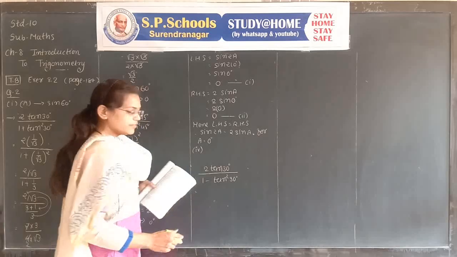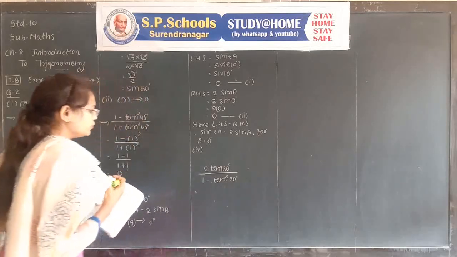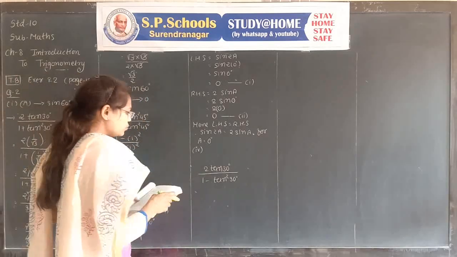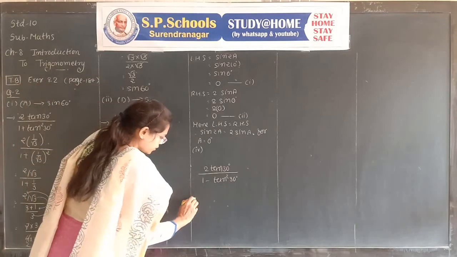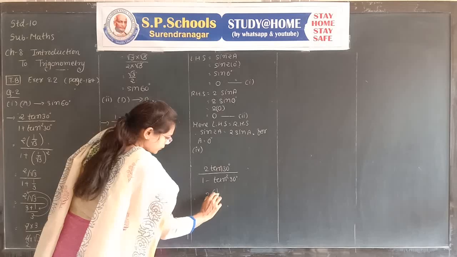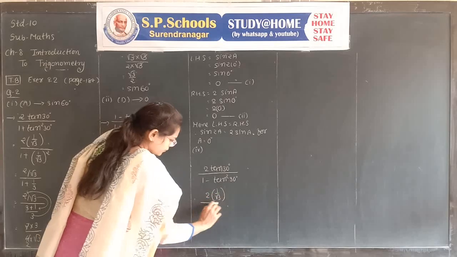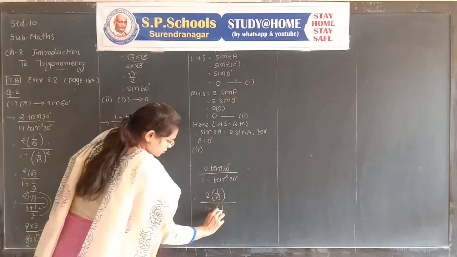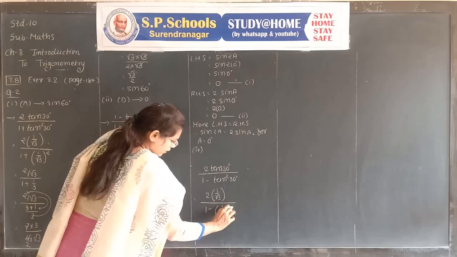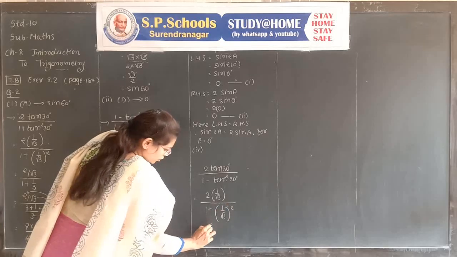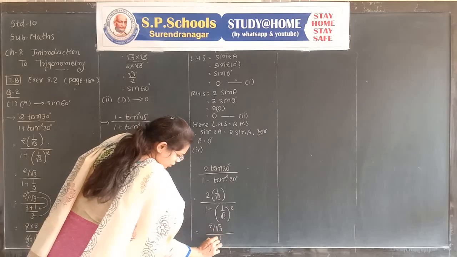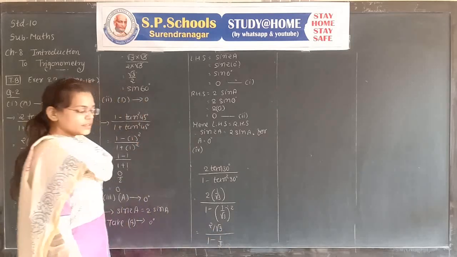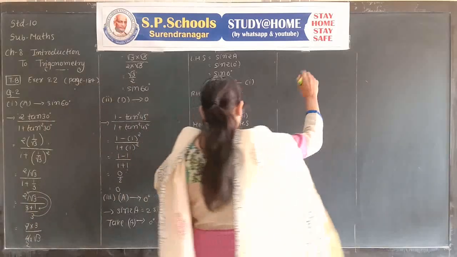To obtain the value of 2 tan 30 upon 1 minus tan square 30, use the table. As we know, tan 30 is 1 upon root 3. So 2 times 1 upon root 3, upon 1 minus (1 upon root 3) square. Simplify it: 2 upon root 3, upon 1 minus 1 upon 3. Solve the denominator by taking LCM.